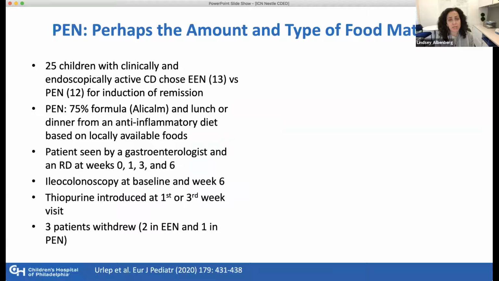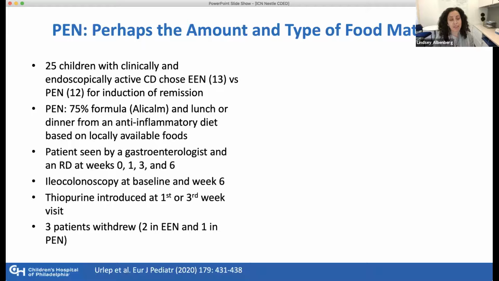And this was a recent study with 25 children with clinically and endoscopically active Crohn's disease who were treated with either EEN or PEN for 6 weeks. The authors originally meant for this to be a randomized trial, but enrollment was low and parents and patients had strong feelings about which treatment they wanted. And so it was open. There were 13 children in the EEN group, 12 in the PEN group.